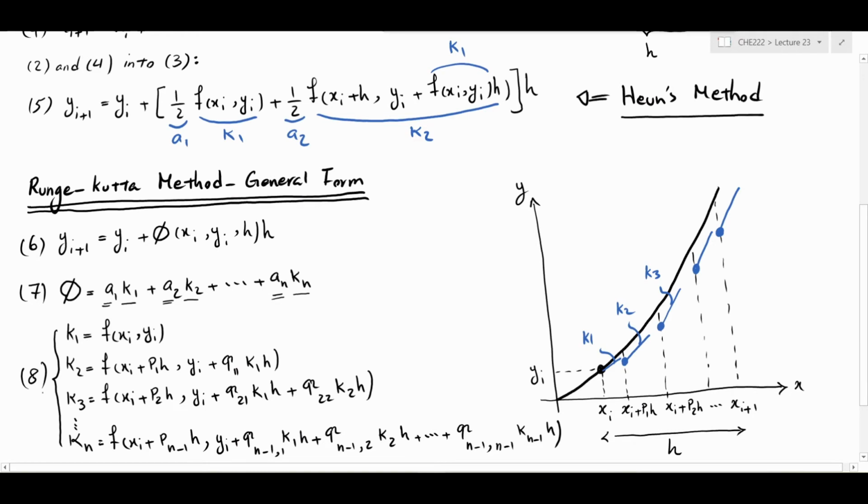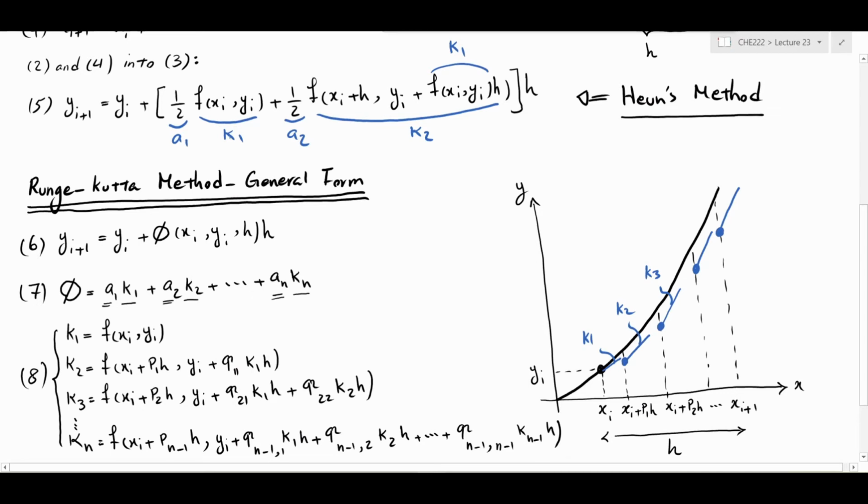So again, the reason I reiterated Heun's method was to give you some understanding of what's happening in the general form of Runge-Kutta method. If you compare it, we have some weights. For Heun's method, we have A1 and A2 only because we only use the slope at 2 points. But in general form, we have A1 to An because we are using n points to calculate the slope.